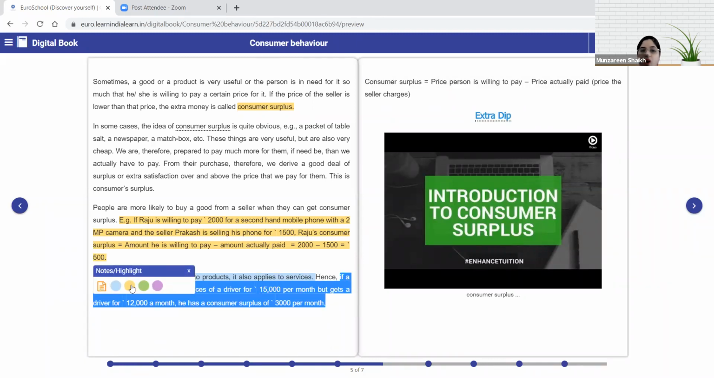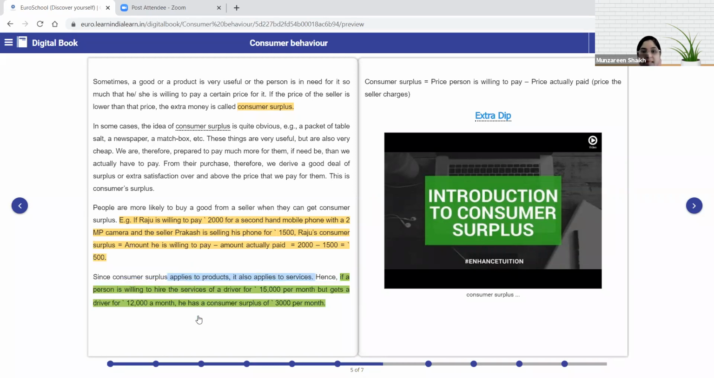So now what is the formula to understand consumer surplus? It is the price the person is willing to pay minus the price the person actually paid. So whatever extra benefit the person gets is considered consumer surplus. Have you all understood, children? Yes, ma'am.